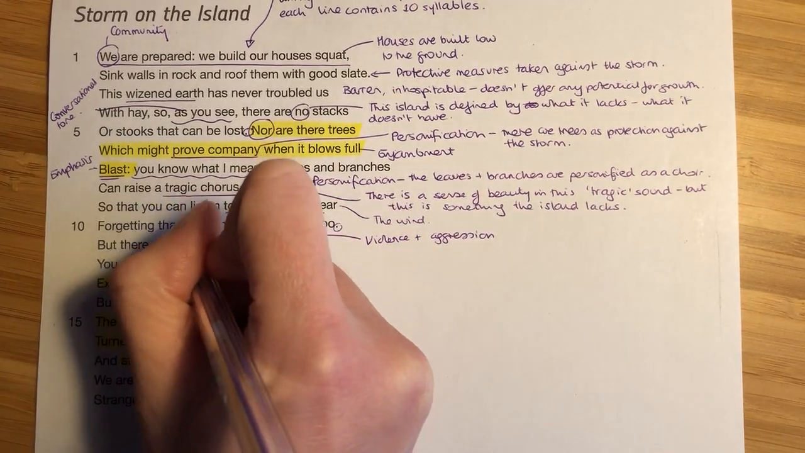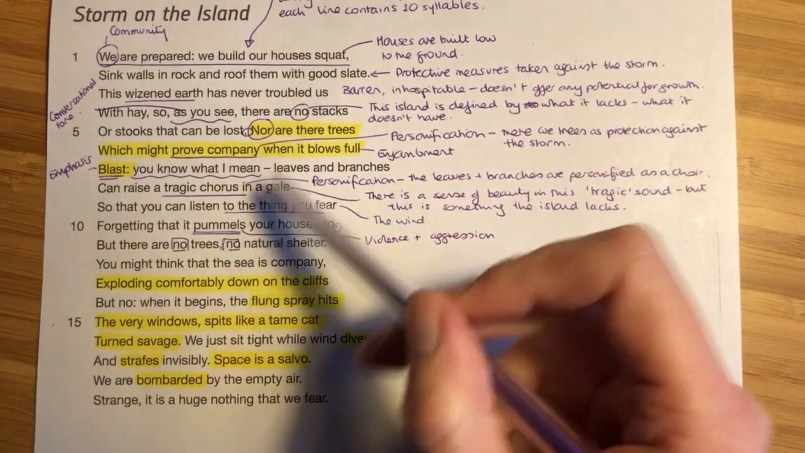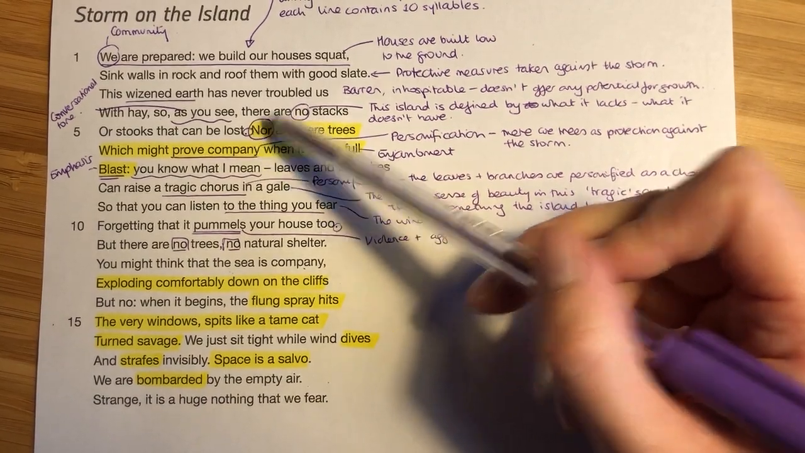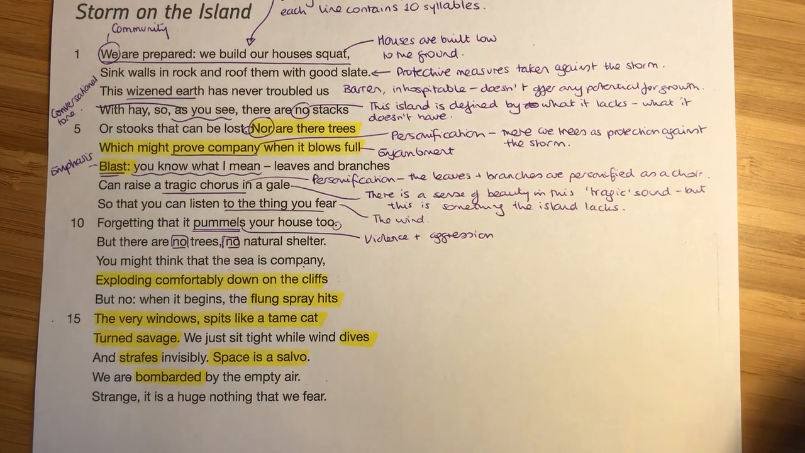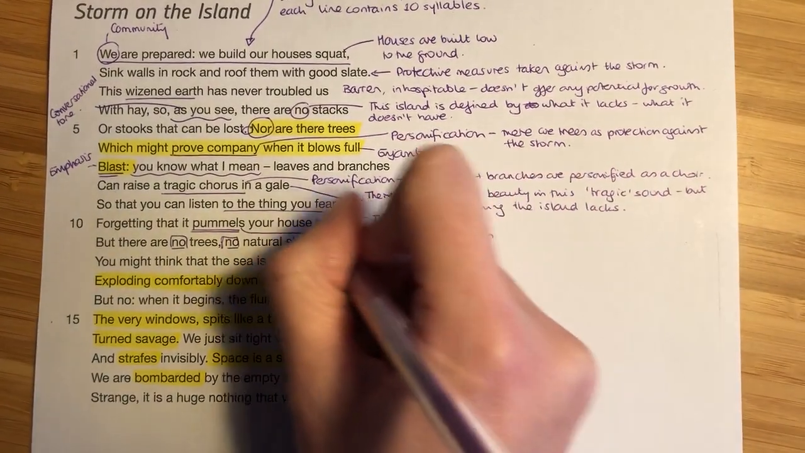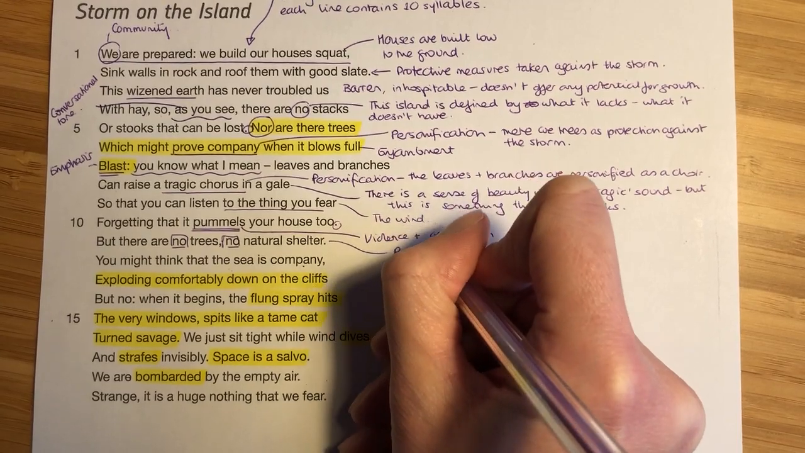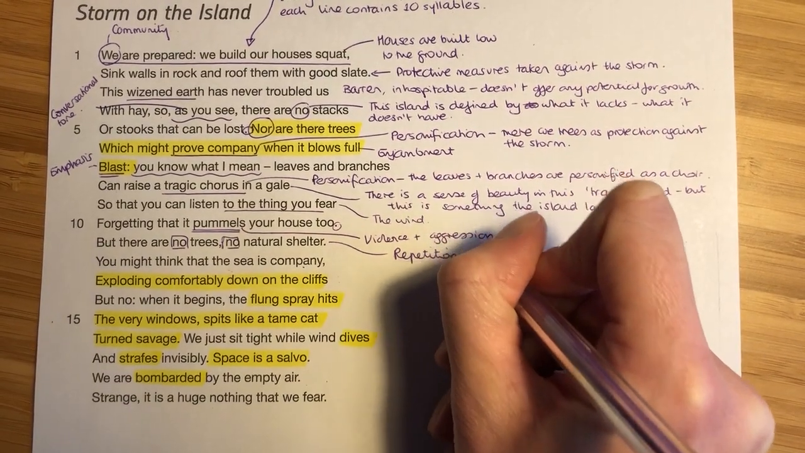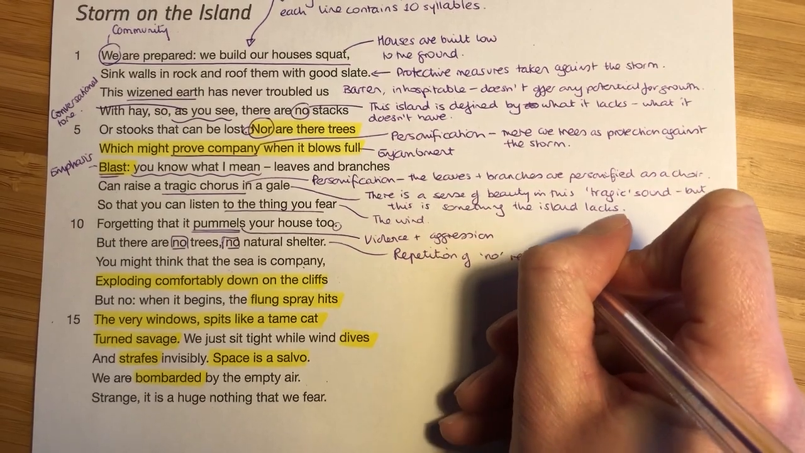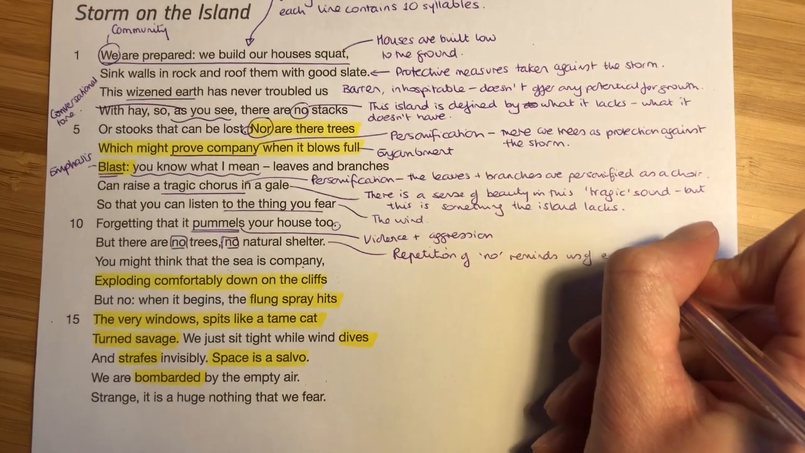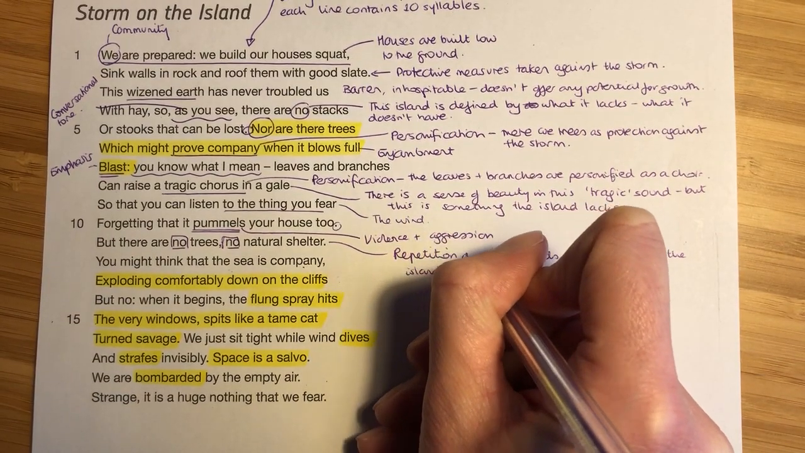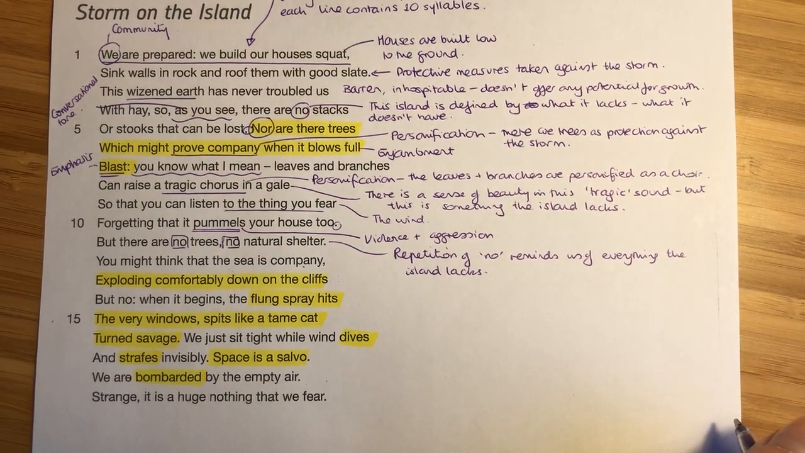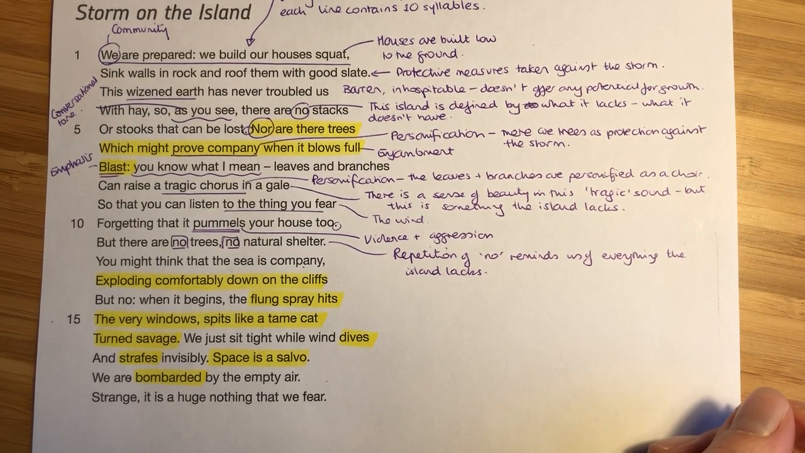And again, that repetition of that word no. If you look back earlier on in the poem, we have no and we have nor here as well. This constant repetition of this negative word reminds us of all of the things that the island lacks. And what it really lacks is anything that is naturally beautiful. There are no trees, no natural shelter.